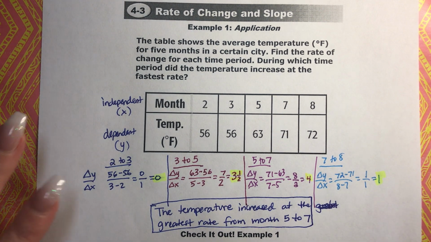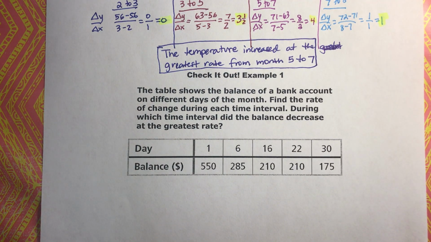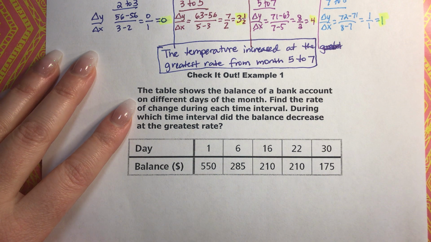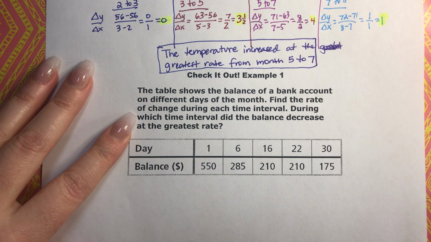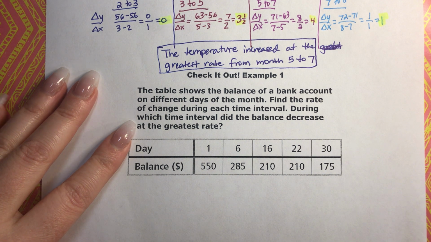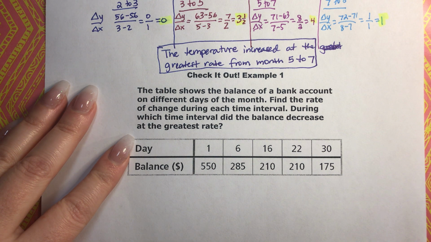Perfect. Let's go ahead and look at the next one. This one says the table shows the balance of a bank account on different days of the month. Find the rate of change during each time interval. During which time interval did the balance decrease at the greatest rate?